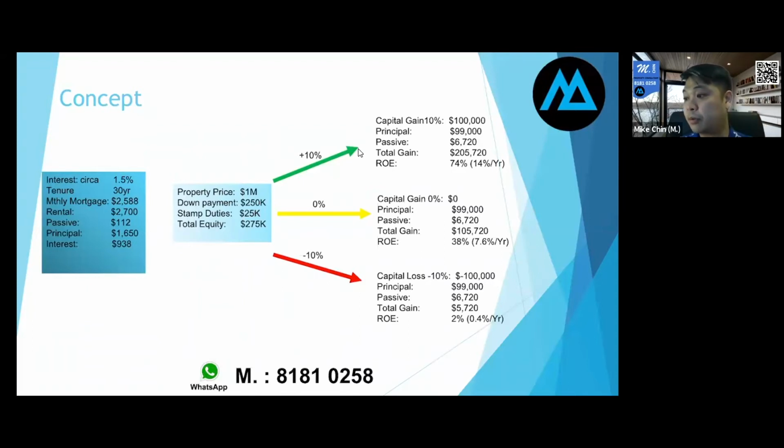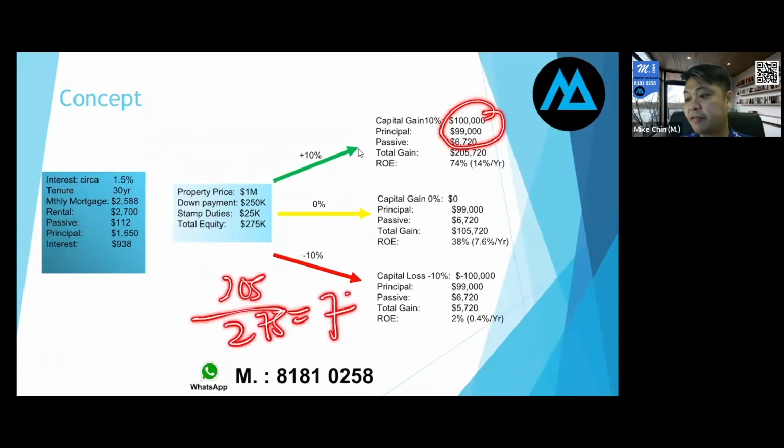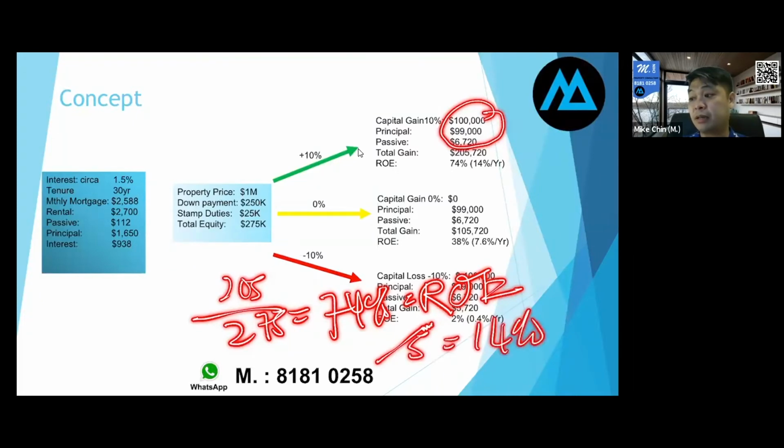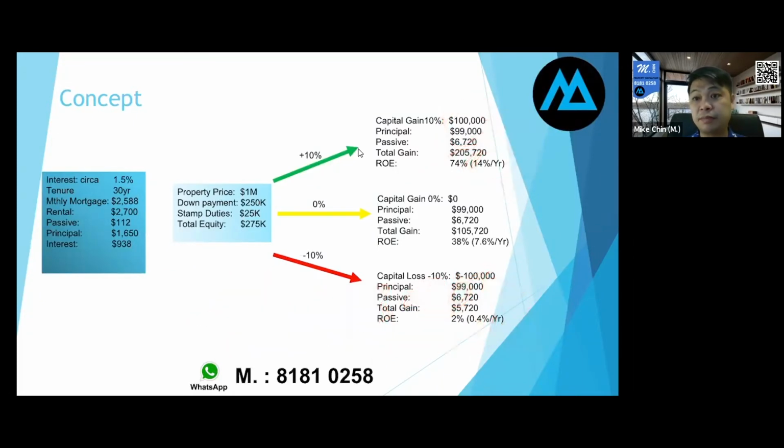So if you sum up these three numbers, you will get 205. Over 275, you get 74%. This is our ROE, return on equity, right? So if you say, hey, this is for 5 years, what does your percentage look like in 1 year? Divided by 5 is about 14%, which is right over here. Good or bad?